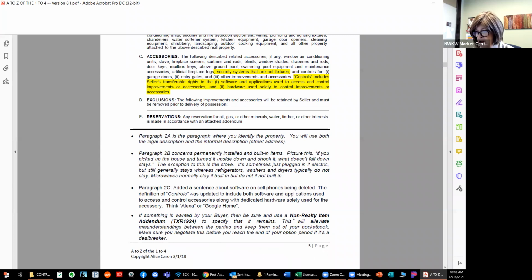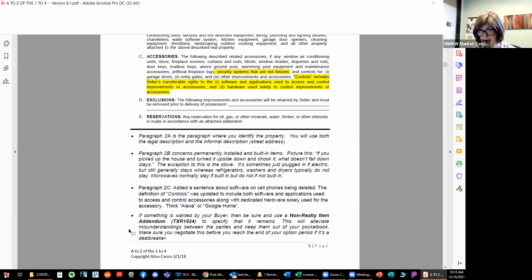It shows the non-realty item addendum, the TXR, that's Texas Realtors number 1924, where you would put something. If you see something in the MLS where it says there's a washer, dryer, and refrigerator on the property, then that means that's supposed to stay with that property. What we don't realize is, when the agent put it on there, they said, oh yeah, it has all this. Well, then that means it's going to stay. That's the impression they're giving, but they may not mean that it's going to stay. They're just saying, yeah, it's there, not understanding.